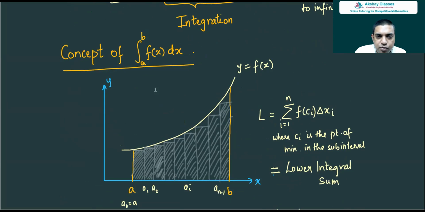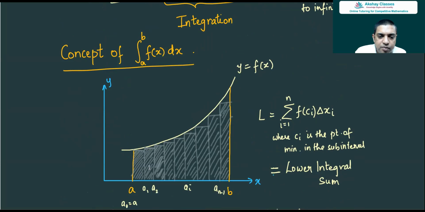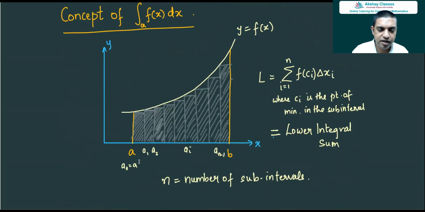Then we showed how the integral a to b f of x dx can be obtained by taking this interval a to b, dividing it into n number of subintervals, and finding these rectangular areas, and then making n tend to infinity. Then we get the area under the curve from a to b.